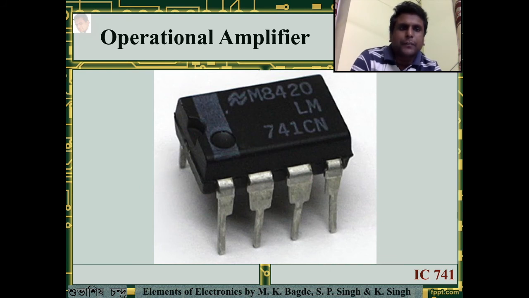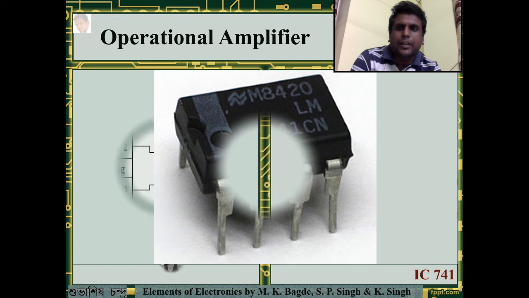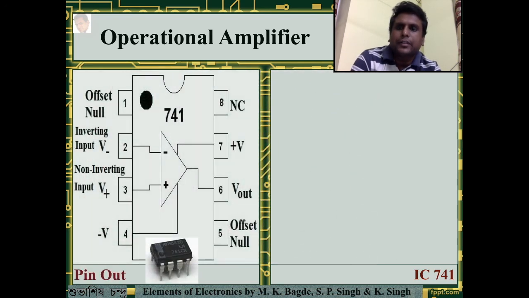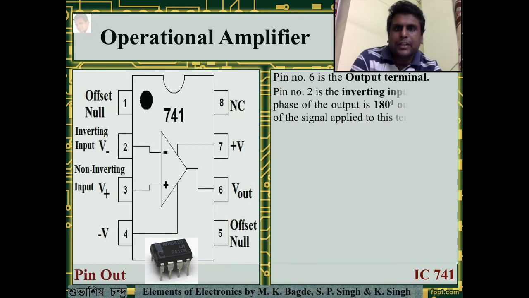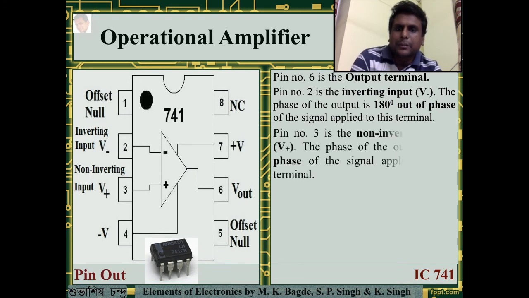Let us look into the pinout of this particular IC. It has 8 pins. Pin number 1 is offset null, 2, 3, 4, 5, 6, 7, 8. We will see it in detail. Pin number 6 is the output terminal. You receive the output from here. Pin number 2 is the inverting terminal. If you apply an input to this terminal, the output will be 180-degree out of phase at the output terminal. Pin number 3 is the non-inverting input terminal. The output is in phase with the signal applied to this terminal.